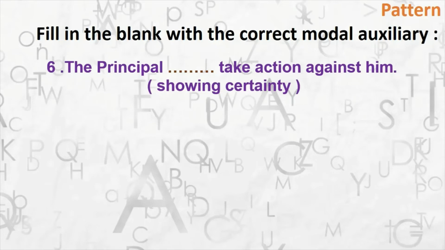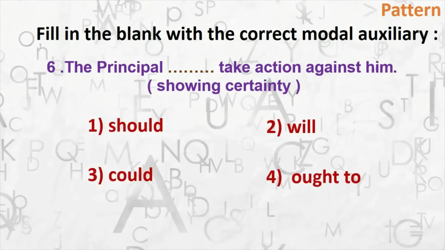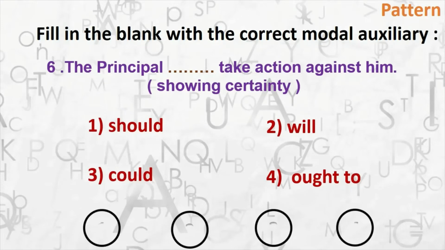Okay, so which word will you use here? Will you say should? Will you say will? Will you say could? Or will you say ought to? So showing certainty, which one will be the answer? It will be option number 2, will. The principal will take action against him. Okay, we are not saying should. We are not advising. We are saying that it is sure that after what he has done, the principal will take action. So it is certainty.